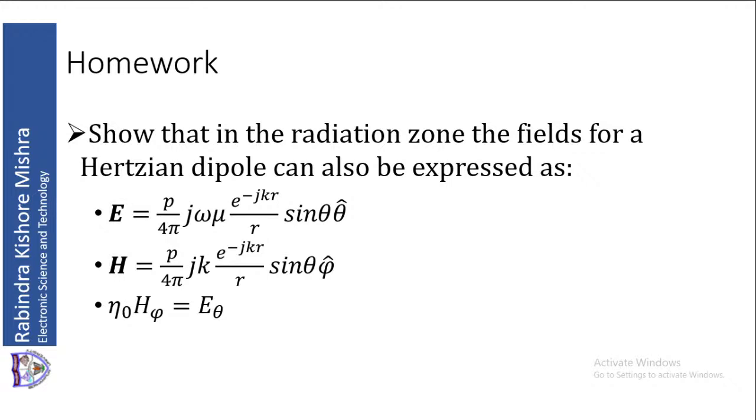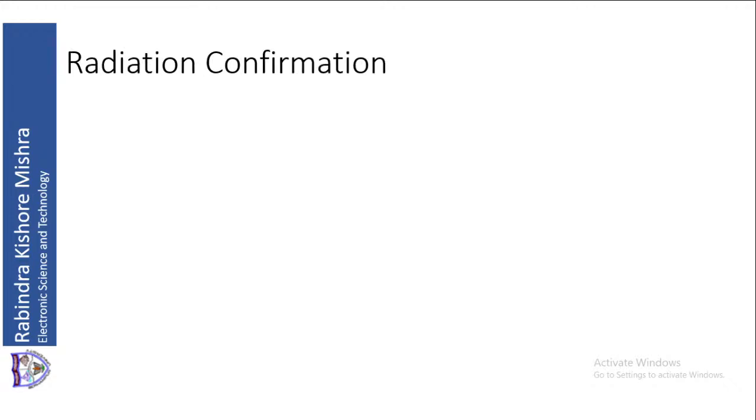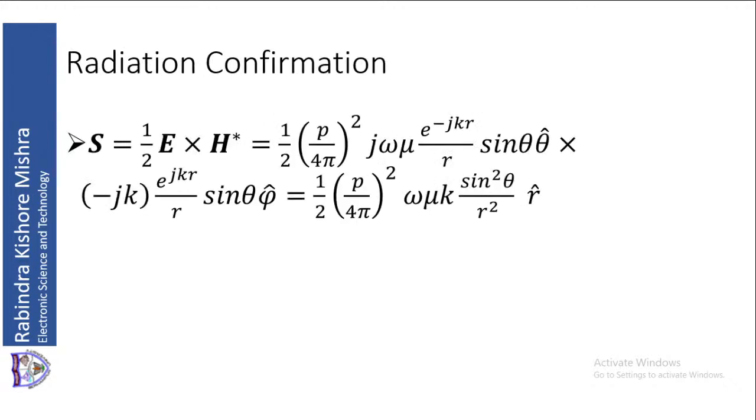Now why it is H phi and E theta? E has only theta component, therefore that is E theta. H has only phi component, therefore it is H phi. So this is a homework given to you. Please work out this homework. Then I will come to something which is confirming the radiation. If we consider this example, then let us confirm the radiation.